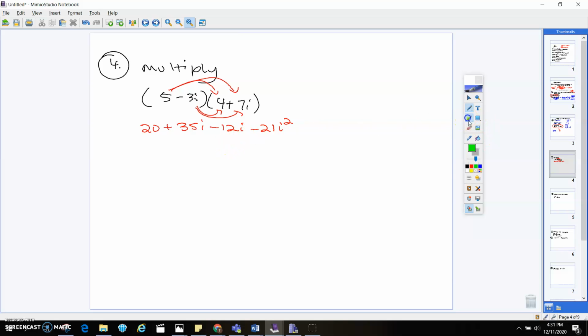I'm going to combine my like terms. And so I got 35i minus 12i. And so I've got 20 plus 23i minus 21 times negative 1. And why am I sticking that negative 1 in? Because I've got an i squared chilling right here. Okay, so this is going to be 20 plus 21 plus 23i. So that will give me 41 plus 23i.